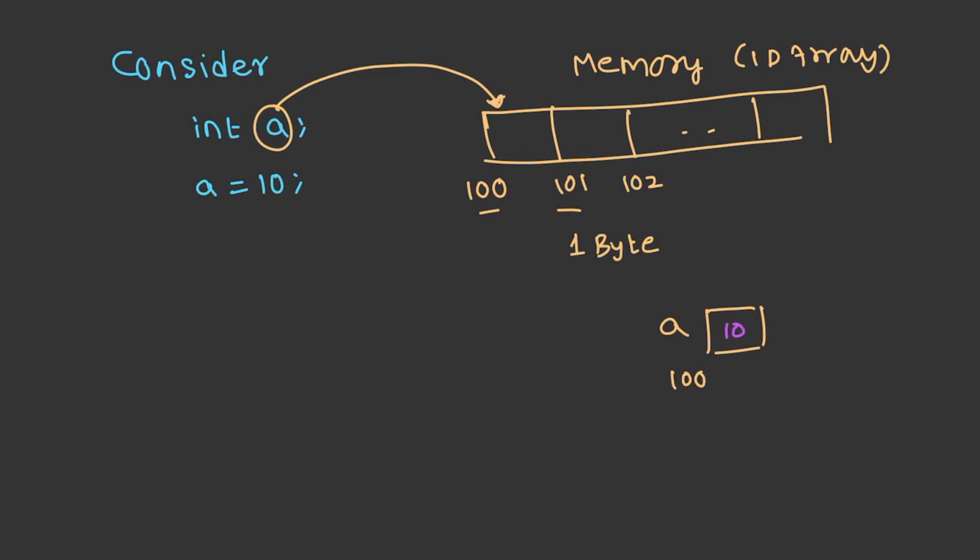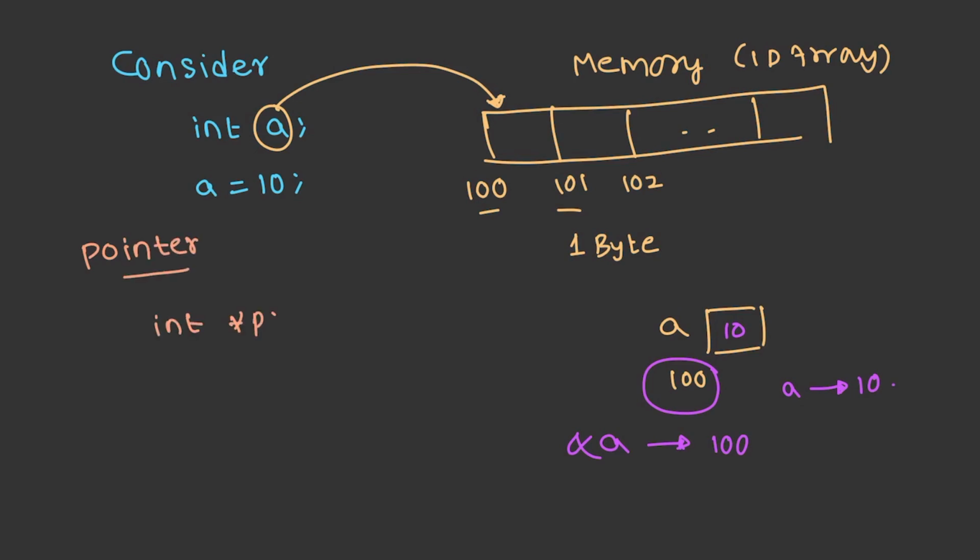Now, if we want to get the address of a, we can get it with the help of &a. &a gives us the address of a, which is 100 in this case. a actually gives the value, which is 10. Let's understand it with the help of a pointer. Consider an integer pointer p, and the pointer is pointing to a.